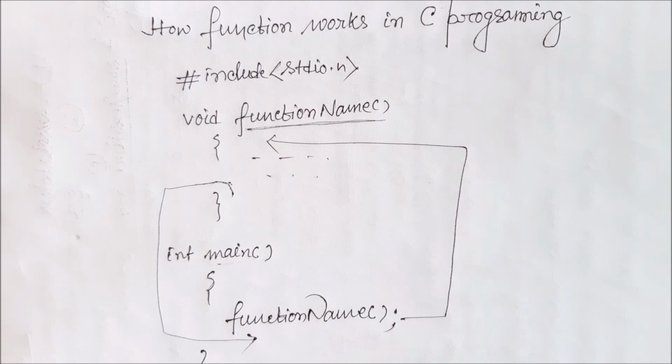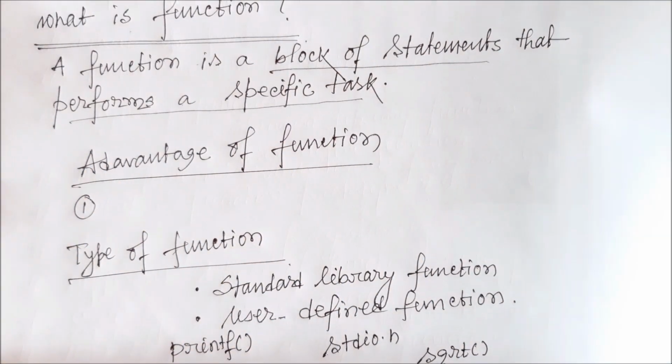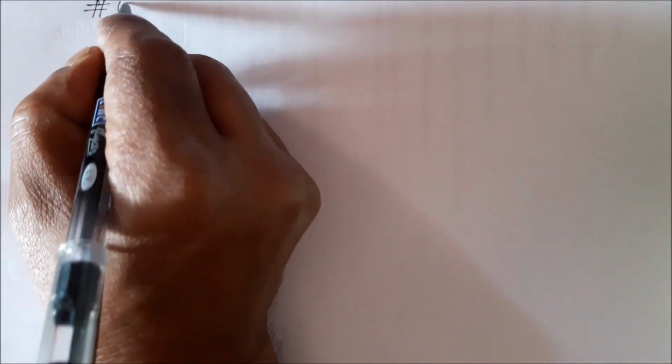So, let us take an example so that it may be more clear to you. Suppose I want to add two integer numbers. What would be my first line? I am just writing the whole code so that you can understand from this example. First line is hash include stdio.h.